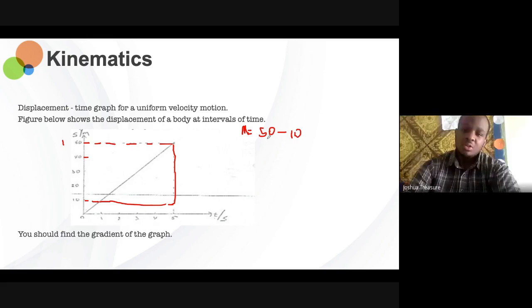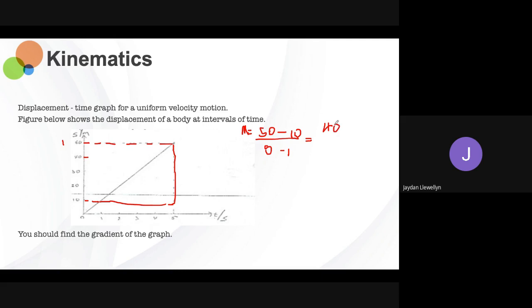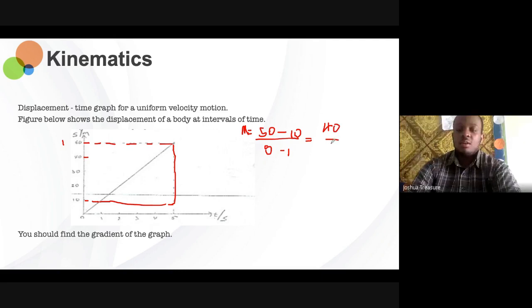Divided by t2 minus t1. t2 is 5, minus t1 which is 1. And what do we have at the top? 40 over 4. What's the final answer? 10. Right, so 10.